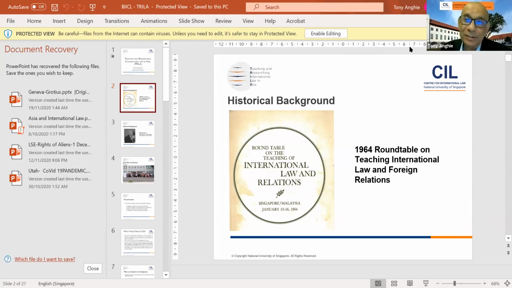And I just wanted to read to you one of the passages about the reason for this event, or one of the questions that should be looked into at this event. And I quote from the 1964 report.